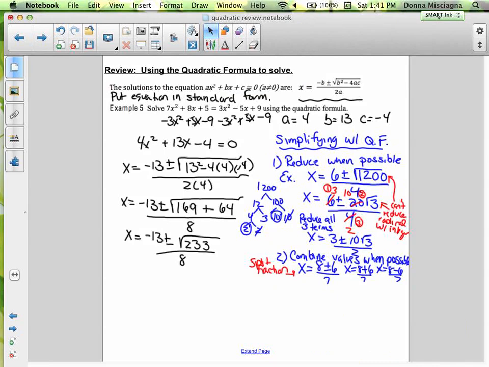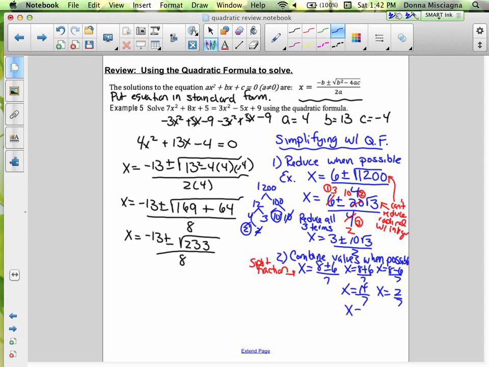I'm going to extend the page. Ooh, look how much space I got. But you wish you could do that. x is equal to 14 divided by 7. x is equal to 2 sevenths. And of course, 14 divided by 7 is x equals 2. All right, so that is your answer.